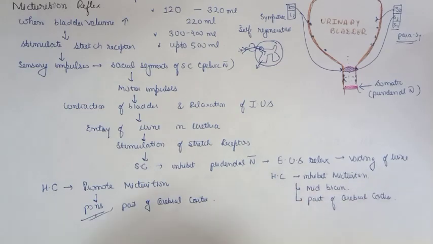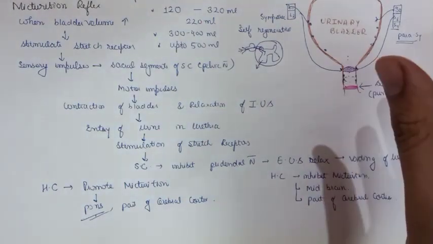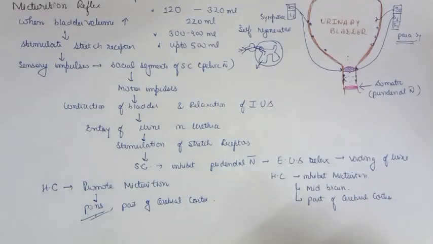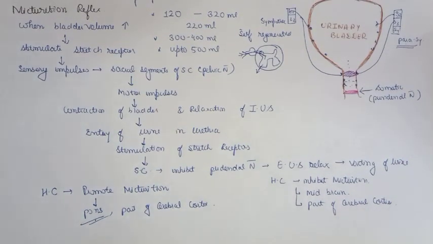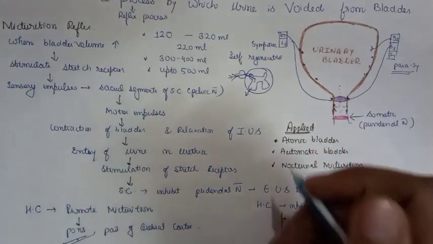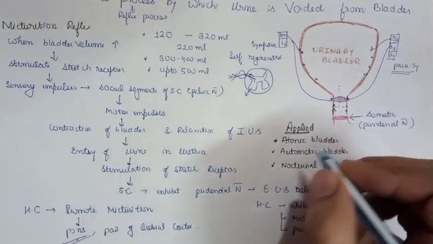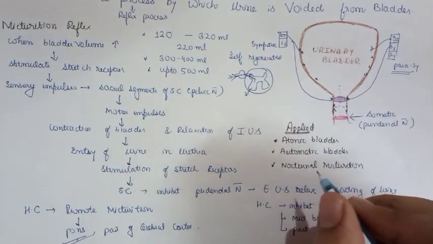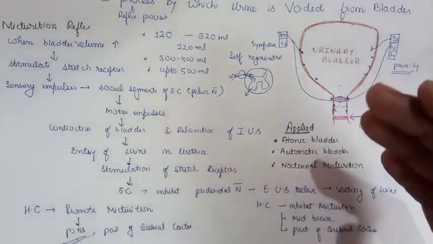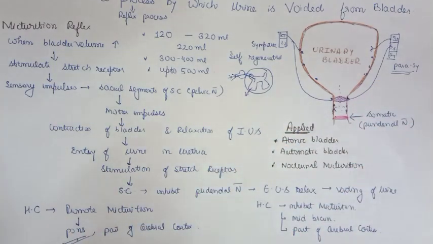So like this we complete the topic of the definition of micturition and the micturition reflex. Now let's see some clinical cases or the applied physiology of the micturition process. There are three clinical conditions related to the micturition process: the atonic bladder, the automatic bladder and nocturnal micturition. Let me tell you about each of them one by one. You just have to listen carefully.